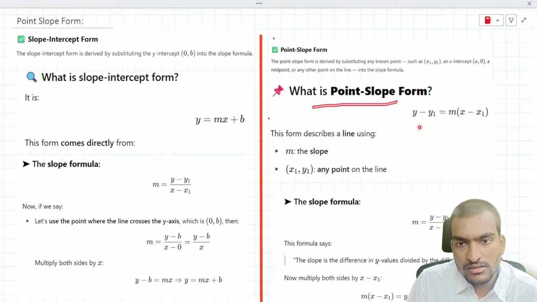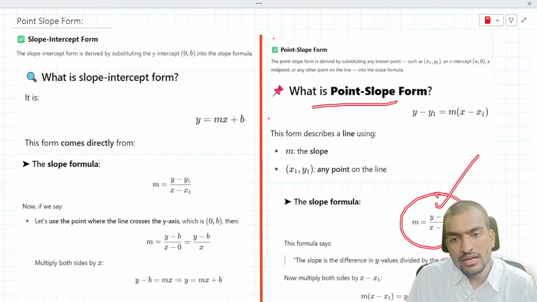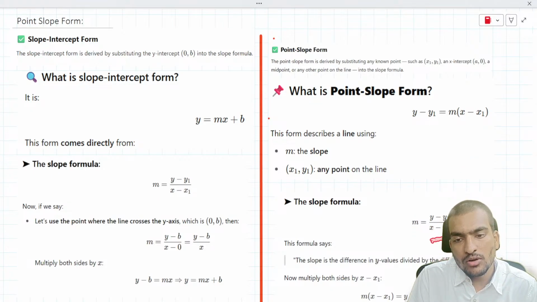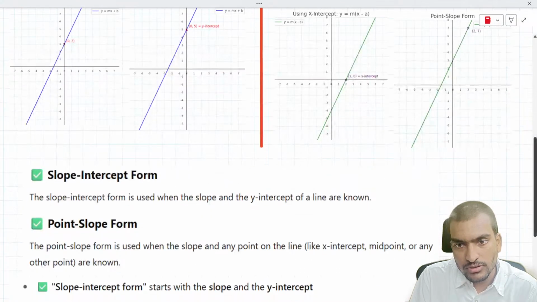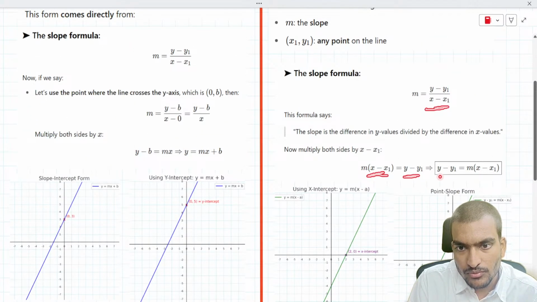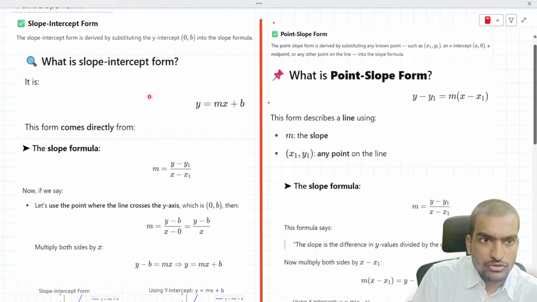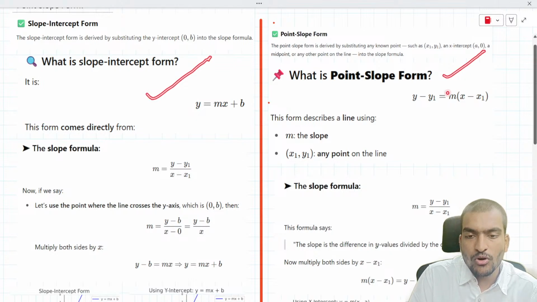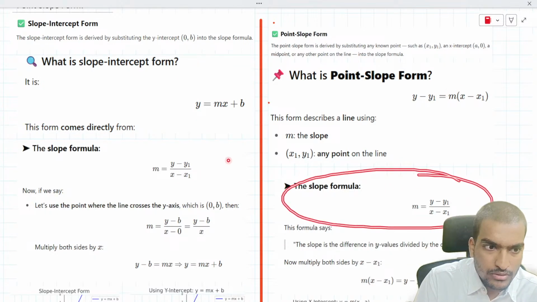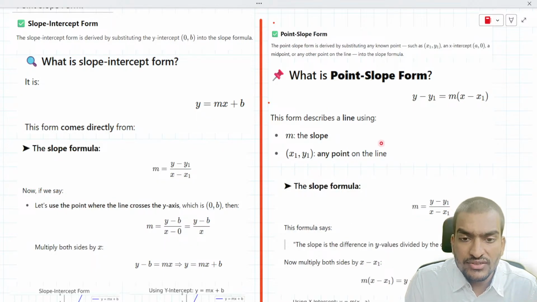And here there is nothing we did for this. This is the slope formula. You already know that. Just multiply m times the denominator and you get this. You can check it. Y minus y1 equals m into x minus x1. Both slope-intercept form and point-slope form are derived from the same formula, which is slope. There is no change. But what is the difference here?